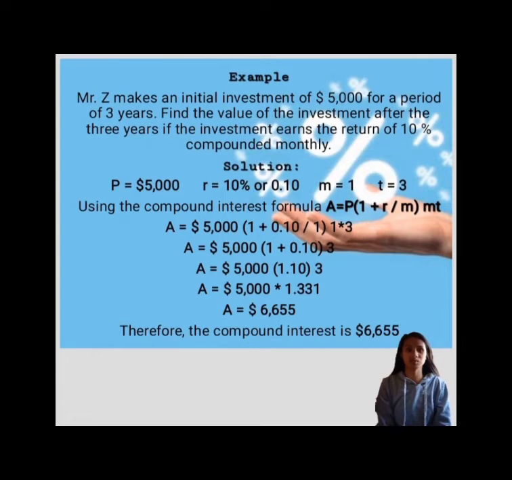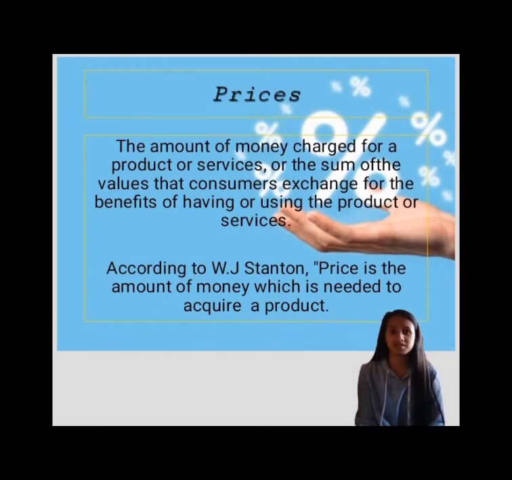A is equal to $5,000 times 1.331. A is equal to $6,655. Therefore, the value of our investment in this case is $6,655.